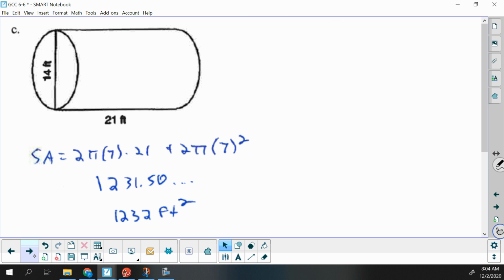For our cylinder, our lateral area is 2 pi times the radius times the height. So our radius was 7 there, and then plus our two bases, so 2 pi r squared. They wanted this to the nearest whole number, so we can put in the pi's in our calculator, and we get 1,232 feet squared.